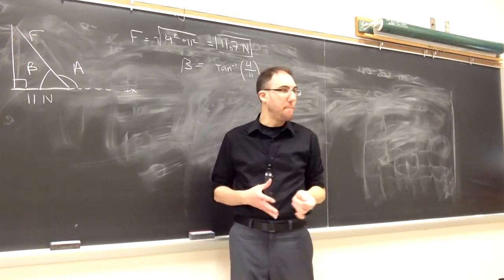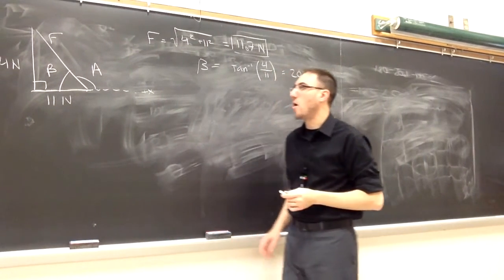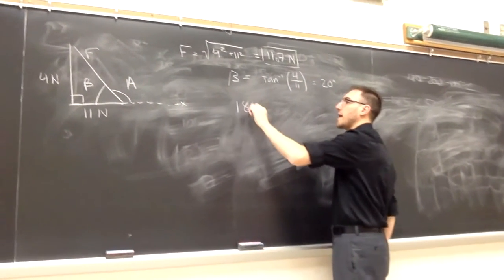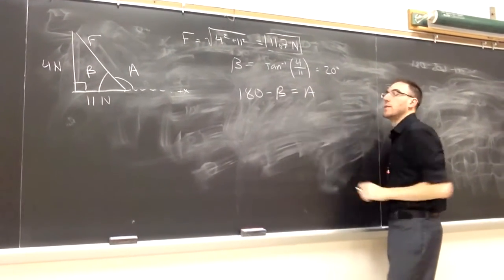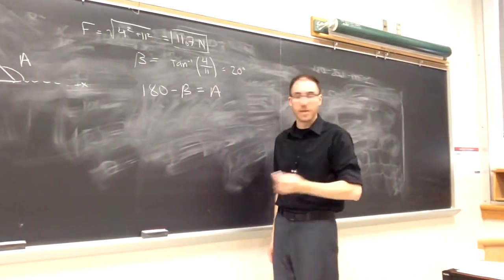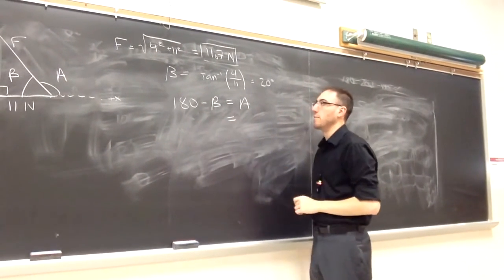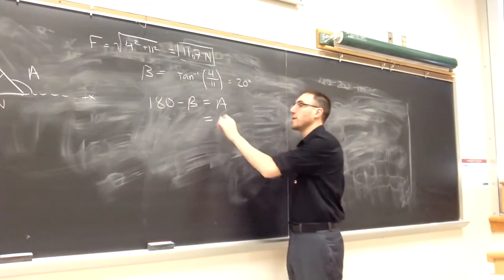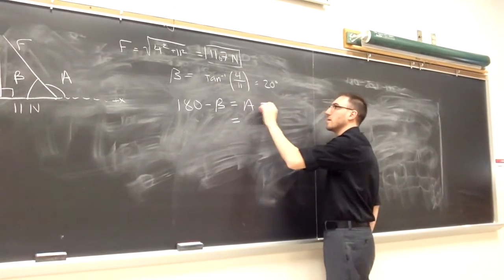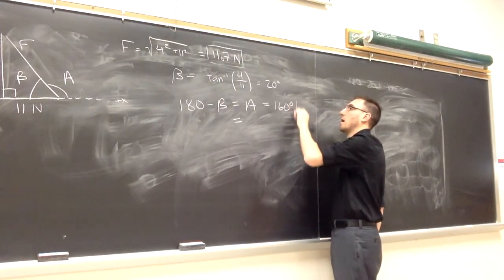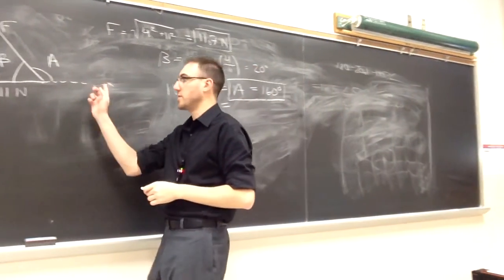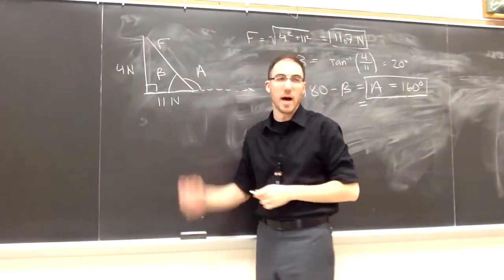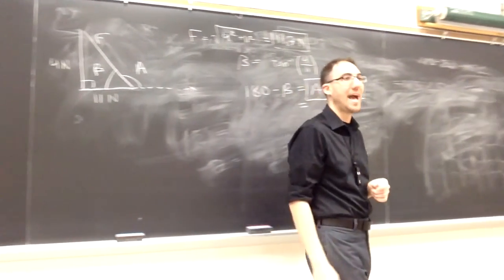Again, with the knowledge that beta, as we drew it, and A are supplementary, if we take 180 minus beta, that's going to give us the value A that ultimately we're interested in for this problem. So in that case, 180 minus 20 tells us that A is 160 degrees to this construction line, which I'll call right now the positive x-axis.